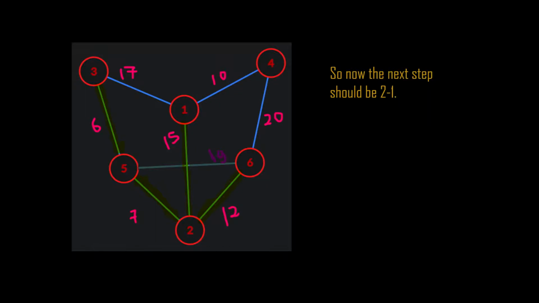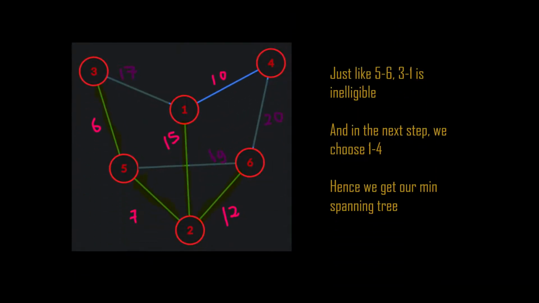But again the edge 1 to 3 will create a cycle, and again it's of greater weight, so we are anyways not going to consider it. So we basically go for the edge 1 to 4, and you can see that this way we have basically covered all the vertices. We have covered all the 6 vertices.